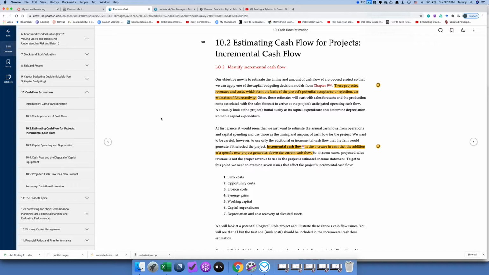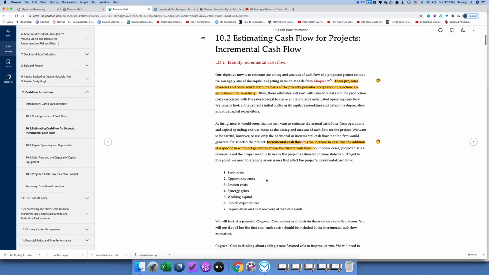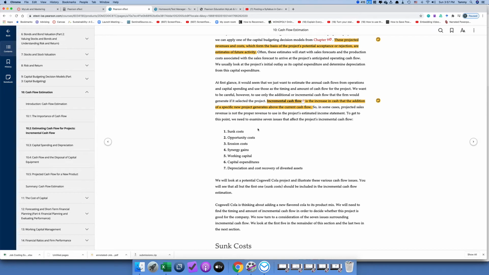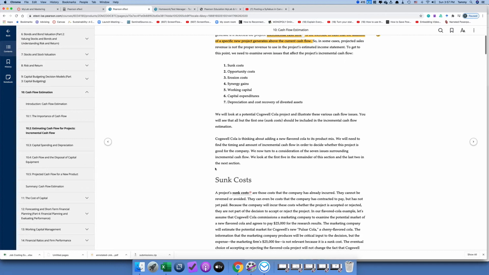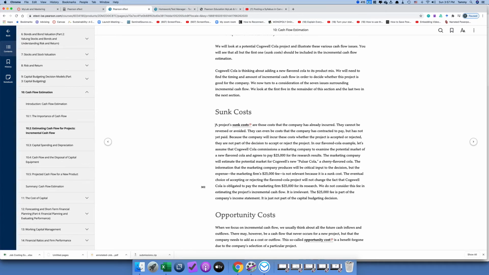What we mean by incremental cash flow is those cash flows that are associated with the project itself. The cash flows that are only to do with the decision whether to move forward with this project. And so we want to look at some of these, I guess you could say, details about cash flows here that we haven't really looked too closely at in the past.